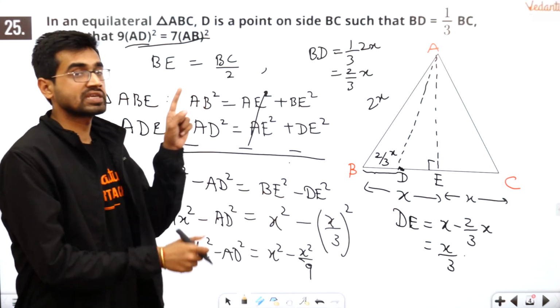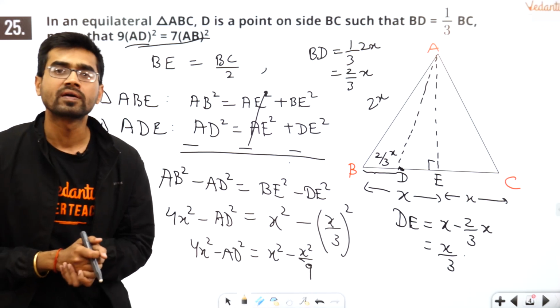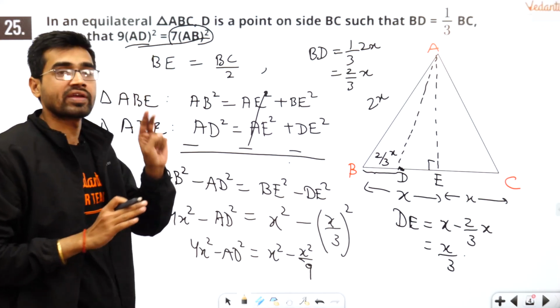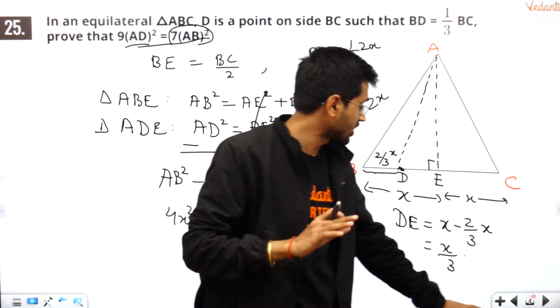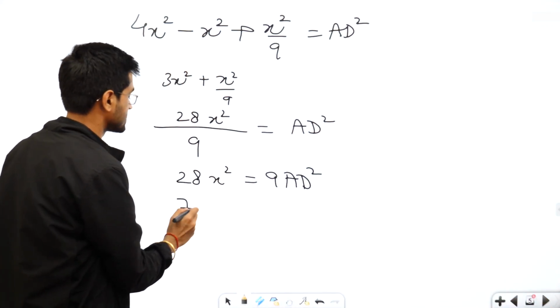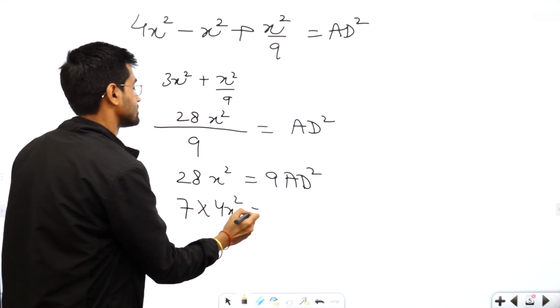Now what do you want? See, you want 9AD square. Have you got it? Yes. What are they asking you to find? 7AB square. Whatever they are saying, keep on doing that, you will get the answer. You want 7, so write 7 and write 4x square.